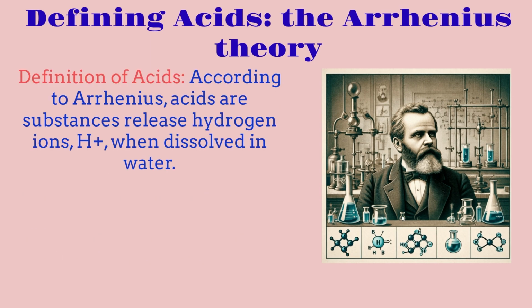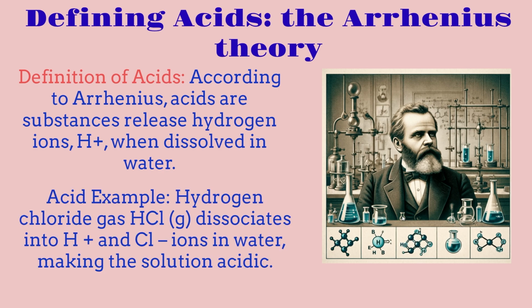And furthermore, the definition of acids. According to Arrhenius, acids are substances that release hydrogen ions, which is H+, when dissolved in water. So that's why you're always going to see H+ inside of every single chemical formula of an acid. We're going to look more at that in the next slide for some examples. But this was one thing that Arrhenius said on the definition of acids: they always release hydrogen ions when they're dissolved in water.